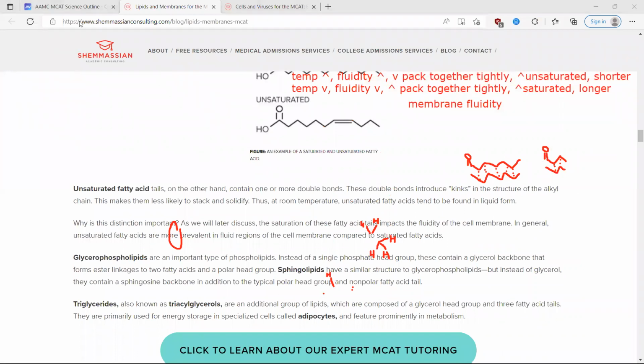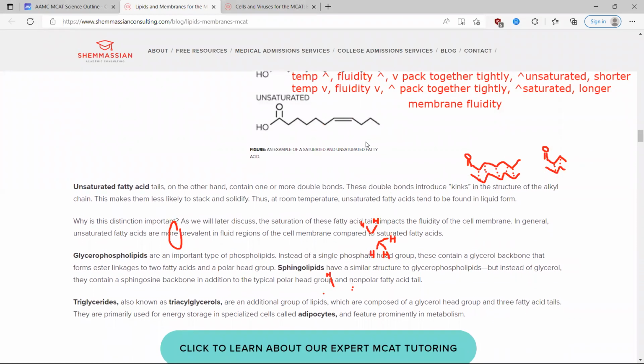So we talked about unsaturation, right? The double bonds introduce kinks. The kinks make them less likely to stack, less likely to pack together. So thus, at room temperature, unsaturated fatty acids are actually liquid. Oil has a lot of kinks in its lipid chains, and those kinks prevent it from packing together tightly. So therefore, at room temperature, it's liquid.